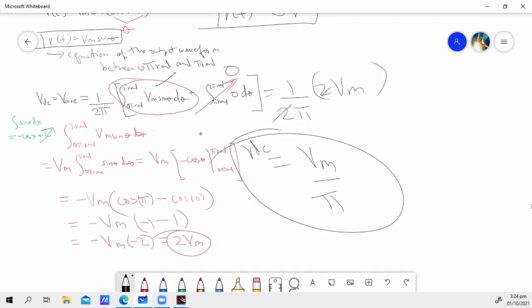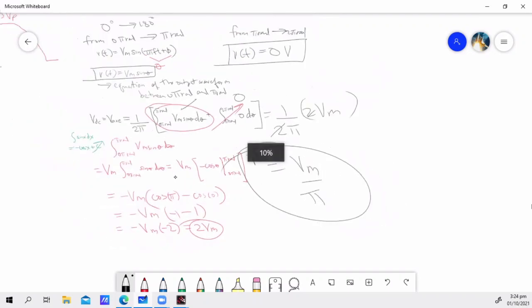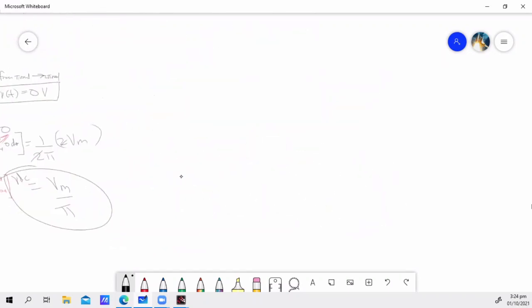So explain ko maigi anong importance ng Vm over pi na yan. Tatandaan nyo, ang DC or average value ng isang half-wave rectified signal is equal to the peak voltage V sub m divided by pi. Okay? Vm over pi ang kanyang DC value. So balik tayo dun sa kaninang waveform. Ito yung output ng half-wave rectified, di ba? Meron, wala. Meron, wala. So this is a pulsating DC na half-wave rectified.